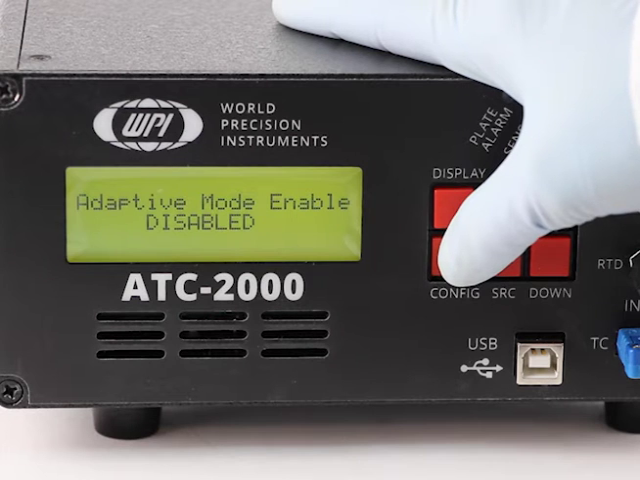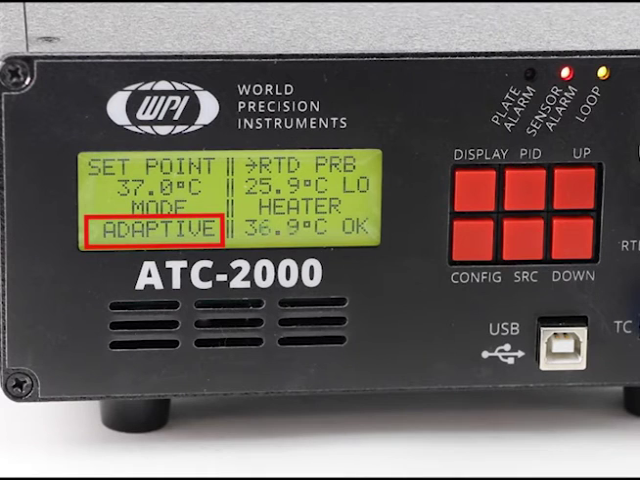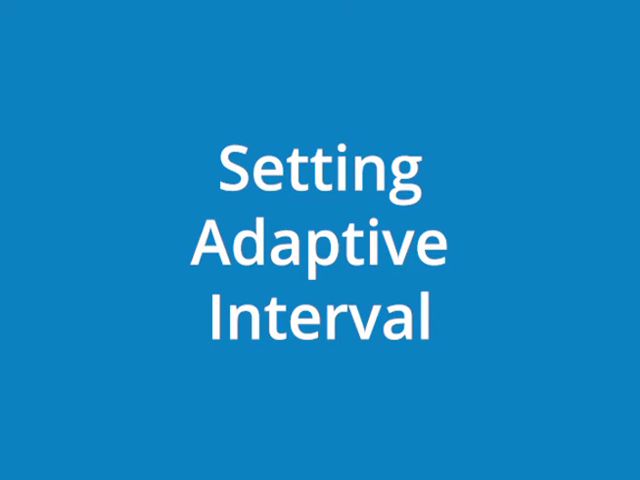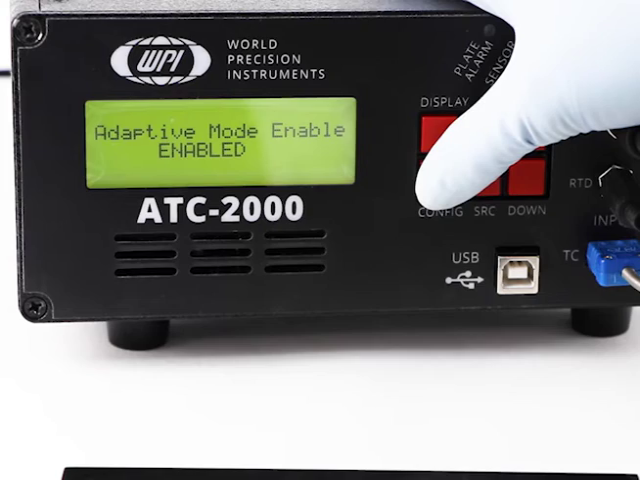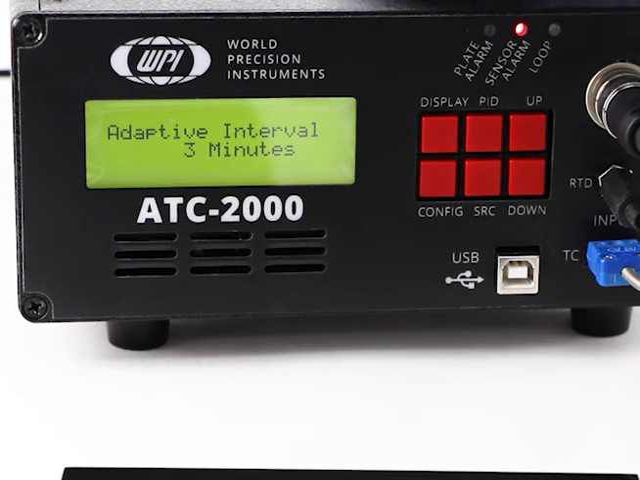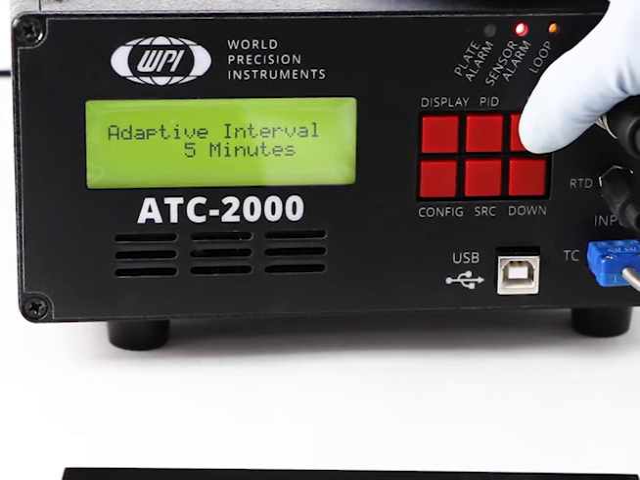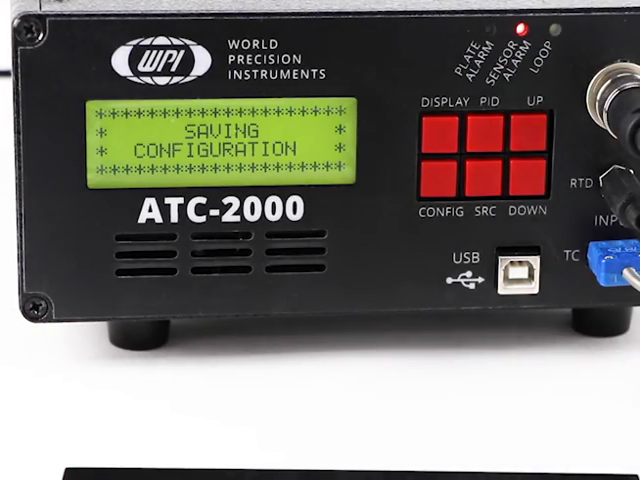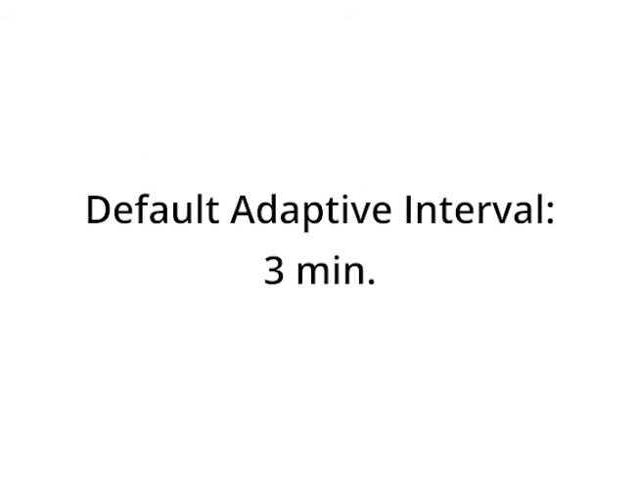Once the adaptive mode is enabled, adaptive appears as the mode on the main display window. If you press the display button again, the alternate temperature displays along with a timer that counts up from the last sampled time. If you enable the adaptive mode, you may set the adaptive interval. The sampling interval for the adaptive mode should be set long enough to allow the subject and the plate to stabilize before the temperature is sampled again. The default sampling rate is 3 minutes.